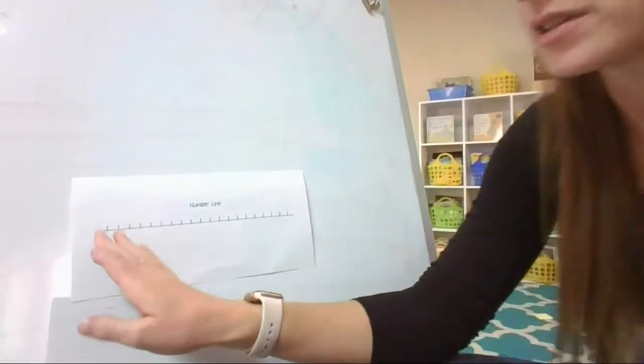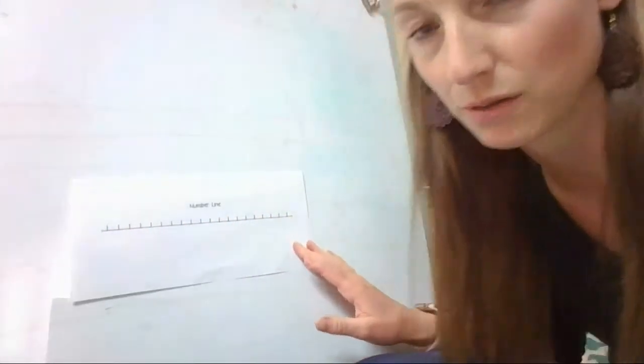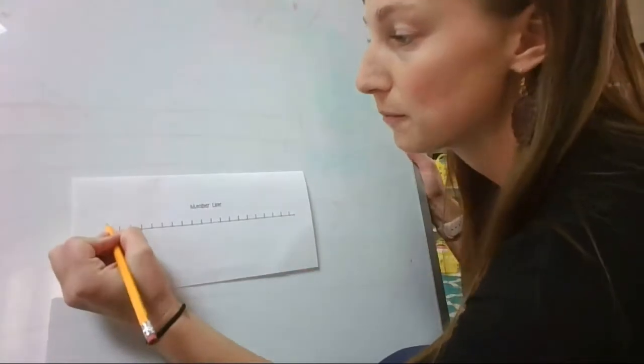And I have my number line right here, and we're going to fill this. We are going to fill out this whole number line with all of our numbers that we know. And I'm going to start with the number 1, and I'm going to write all my numbers to 20. So if you need to pause, that is okay. If you want to just follow along right with me, that's awesome too.